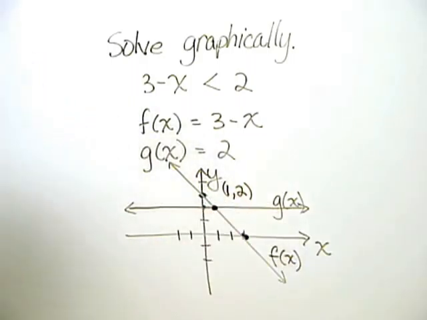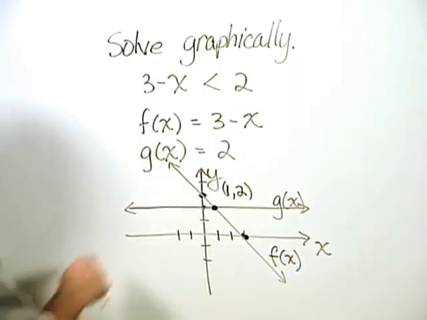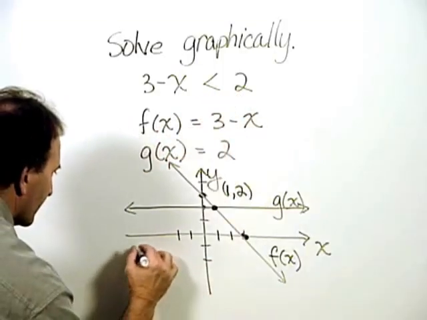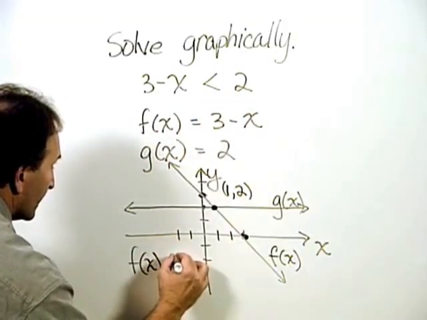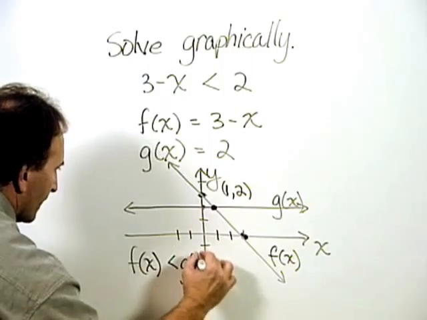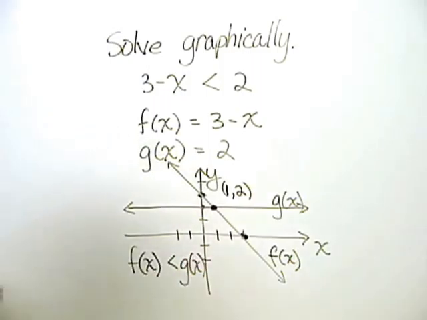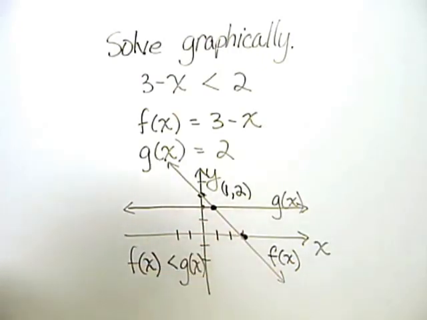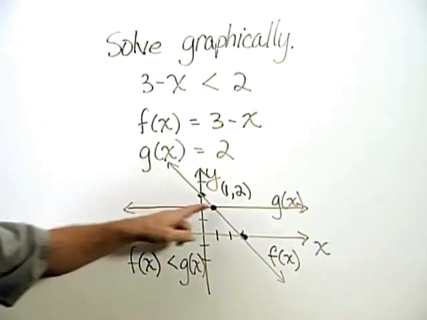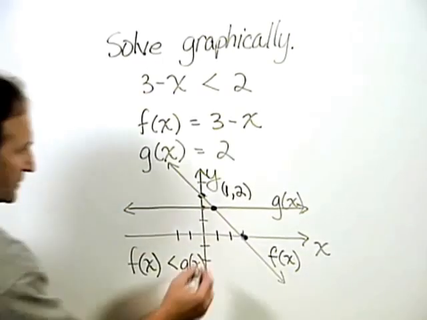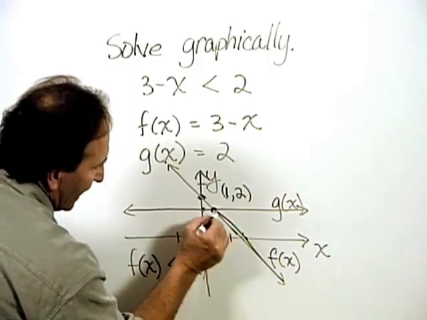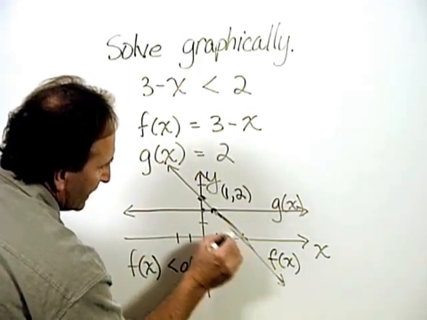Now, what we're interested in, looking back to the way that I've described the f of x and the g of x, is f of x is less than g of x. Well, what we then look for is when does the line for f of x lie below the line for g of x? And we can see, I'll shade it in a little bit, it's this entire section right here.